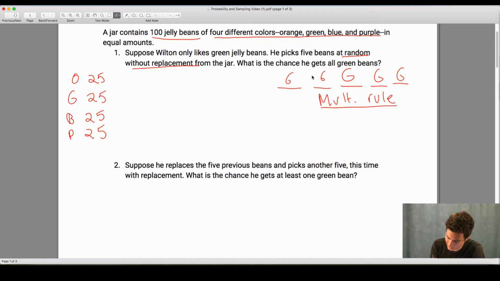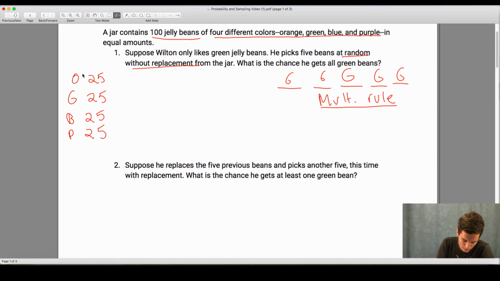And then I'm going to multiply that probability with the probability that in the second draw I also get a green bean, given that I got a green bean in my first draw. And then I'm just going to keep going until my sequence is complete and I have all the probabilities I need. Okay, so let's start calculating these probabilities.